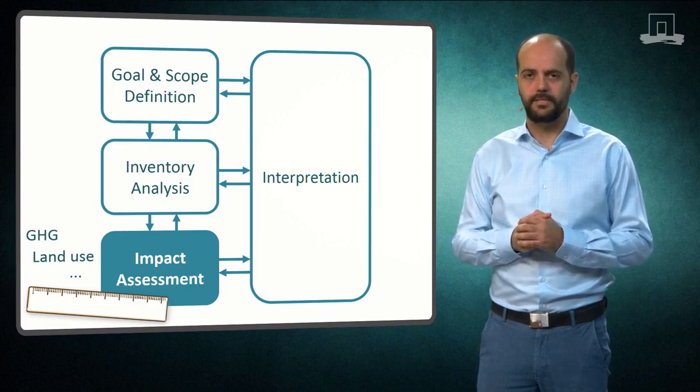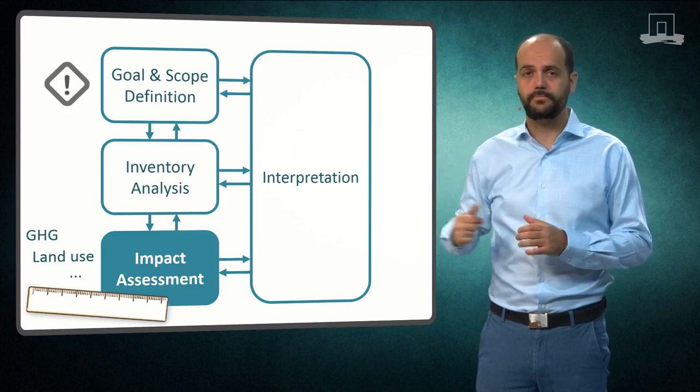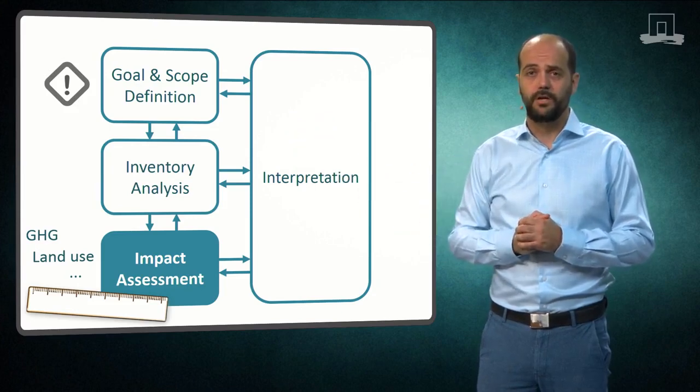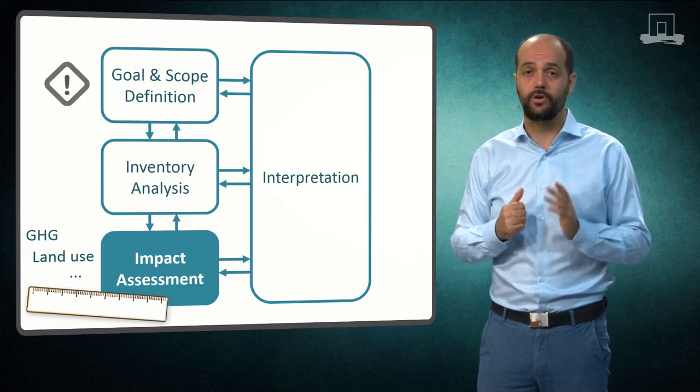The impact assessment makes the large collection of data more manageable by translating the data into a small set of indicators or impact categories. The impact category results allow us to answer the question defined in the first step, the goal and scope. The impact assessment step will also expose anomalies or counterintuitive results which may require us to go back to the other steps and make sure the model is correct.